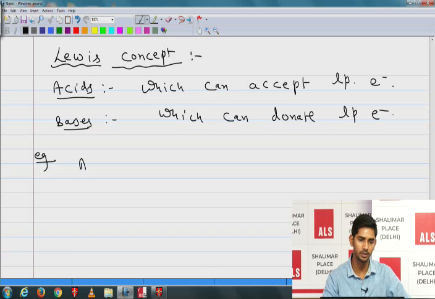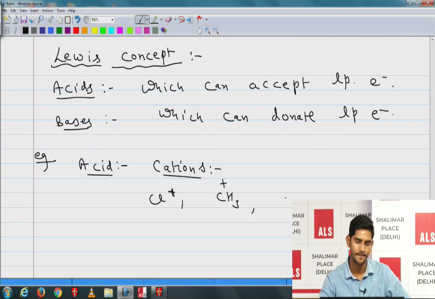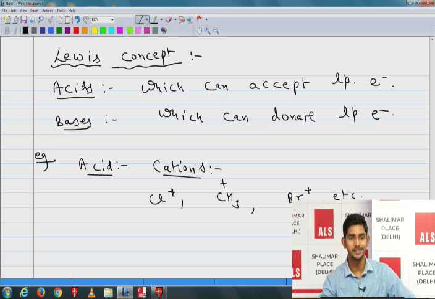If we check out the acids, in acids generally we can identify the cations like Cl plus, CH3 plus, Br plus, etc. They all have the tendency to accept the H plus ions. They all have tendency to accept the electron pairs. That's why they are the acids. Acids are simply electron deficient species.